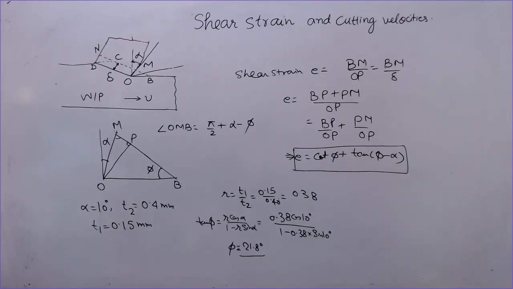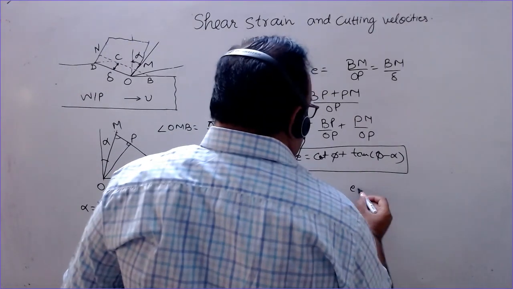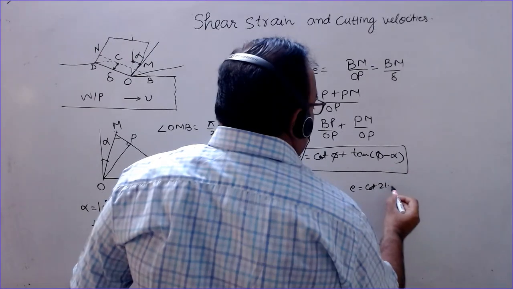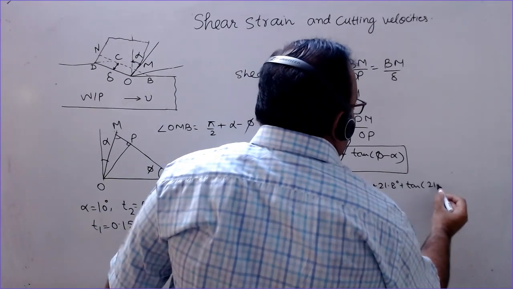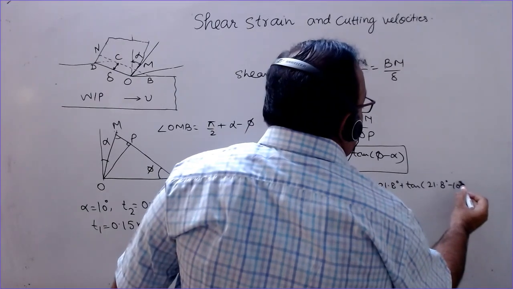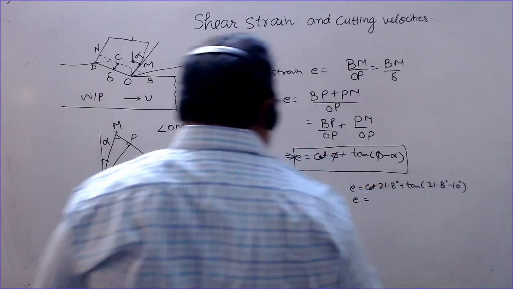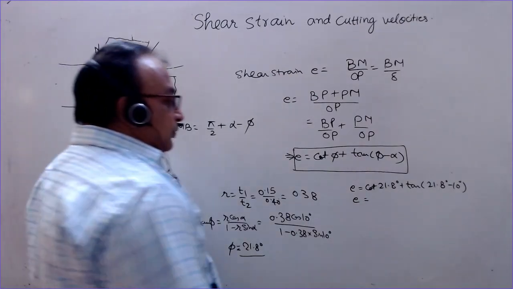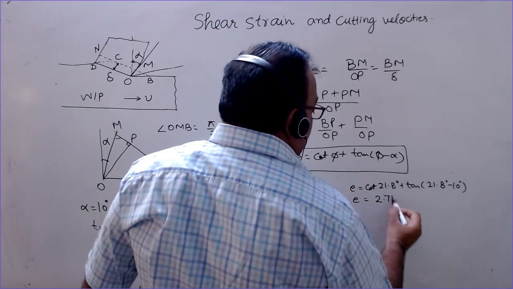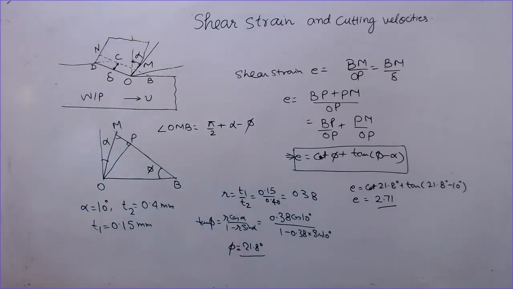Now you can find the second part, the shear strain. E is equal to cot 21.8 plus tan of 21.8 minus 10 degrees. On solving you will get this as approximately 2.71. So friends, this is the answer to the question.